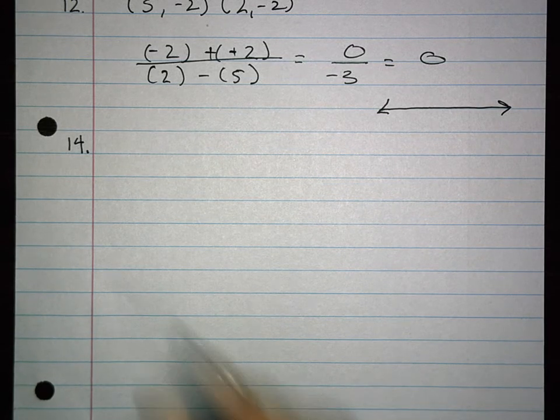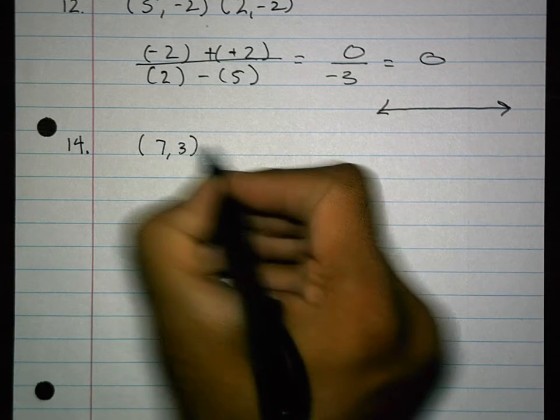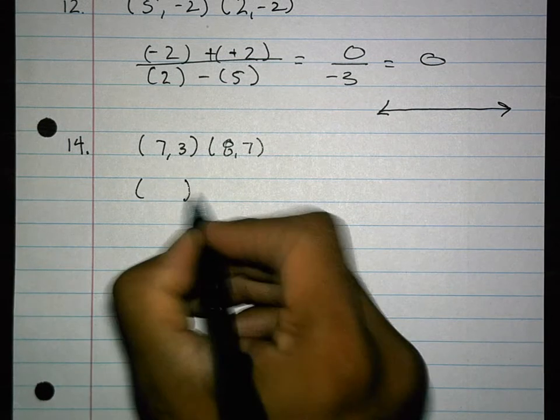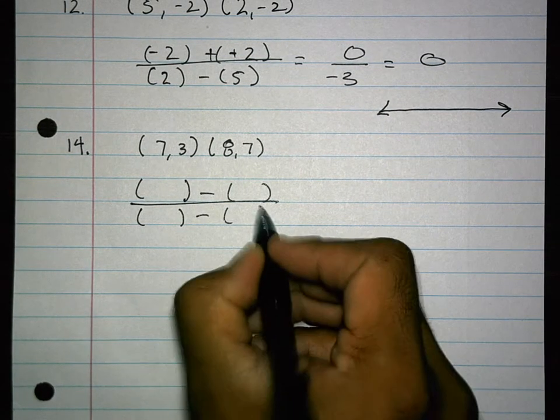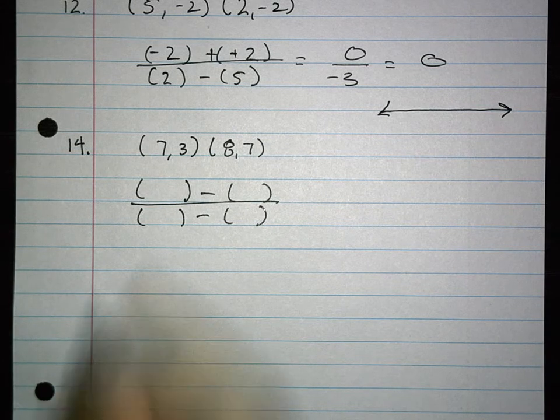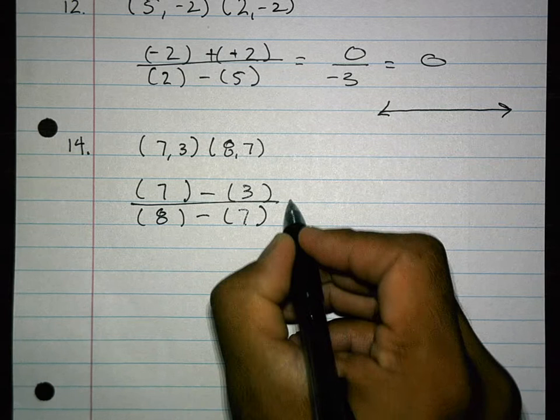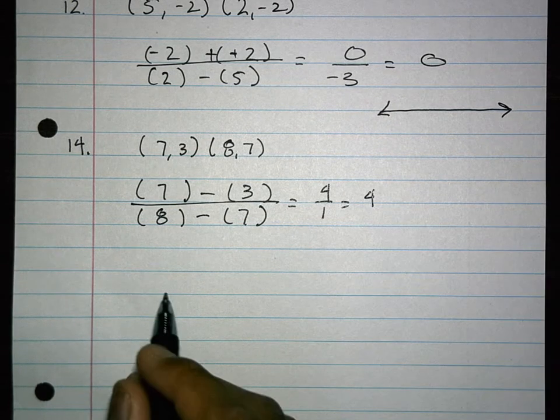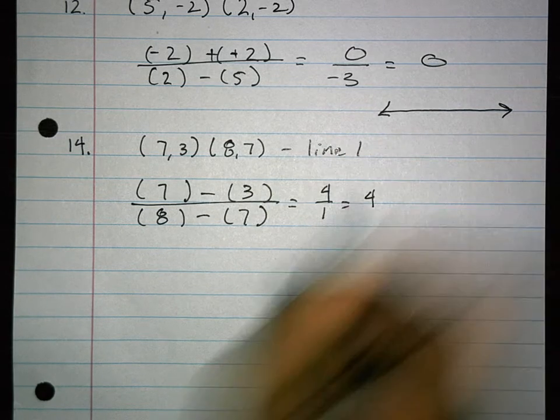All right, so let's look at 14 here. Here's the first line, through the points 7, 3 and 8, 7. So let's find its slope. You can see we're on the 14th question, and we've done nothing but find slope. This is a slope of 4 over 1, or just 4. That was line 1.